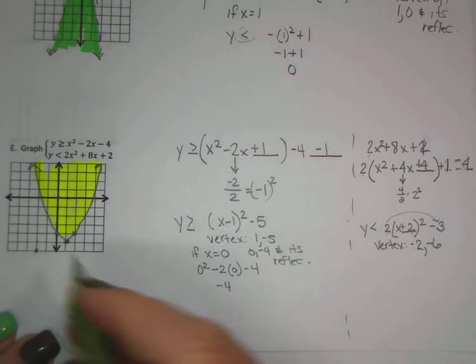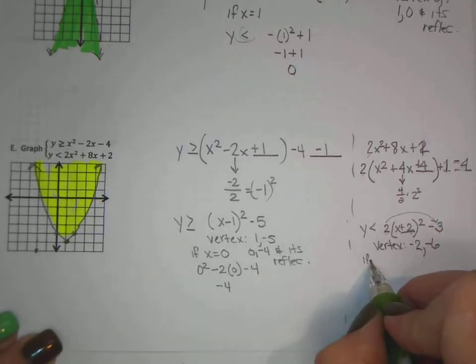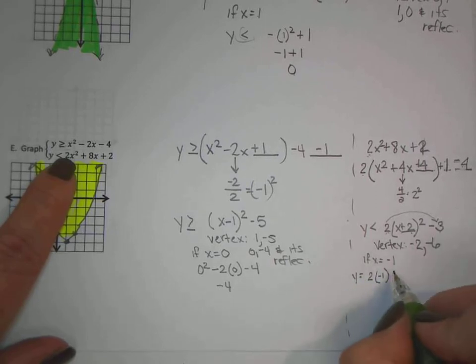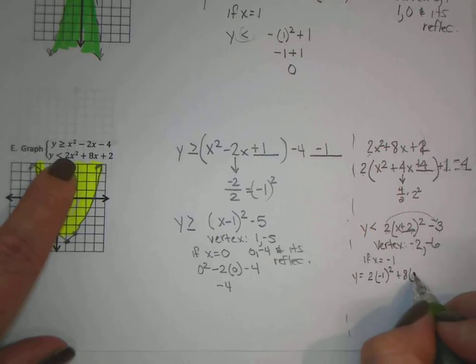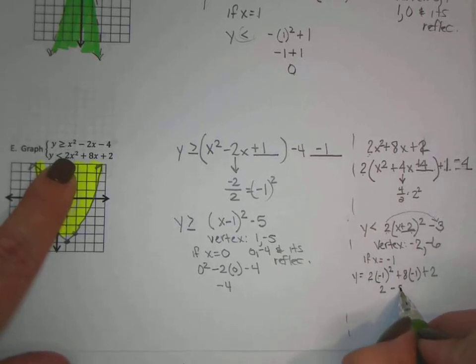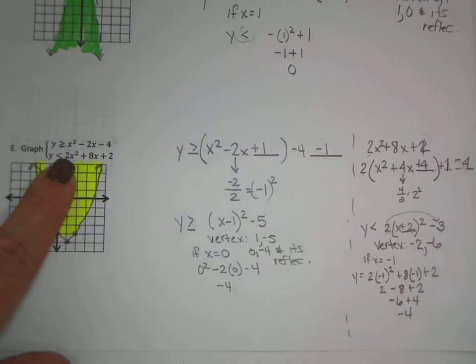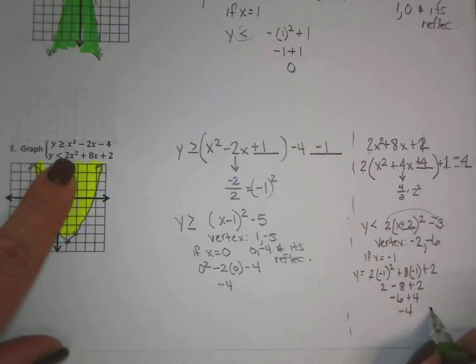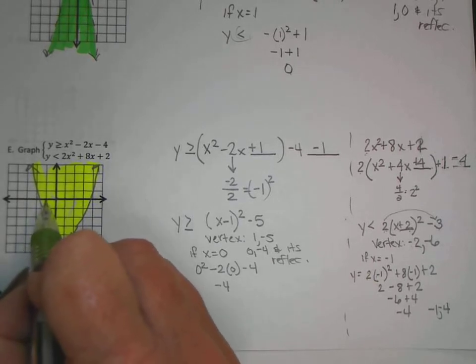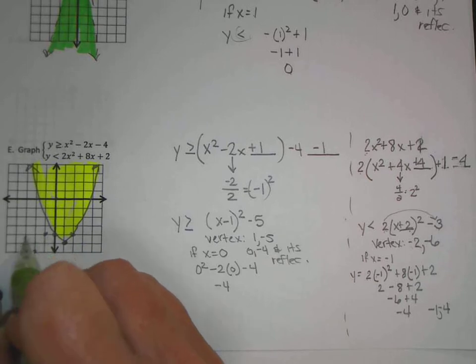Now, what would be a good guide point? Probably a negative 1. So if x equals negative 1, go plug it into the original equation. So 2 times negative 1 squared plus 8 times negative 1 plus 2. You're finding out what your y is going to be. Negative 1 times negative 1 is a positive. 1 times 2 is 2. Minus 8 plus 2, that's negative 6 plus 2, which is negative 4. So when x is negative 1, y is negative 4. And its reflection. So negative 1, negative 4. 1, 2, 3, 4. And its reflection.